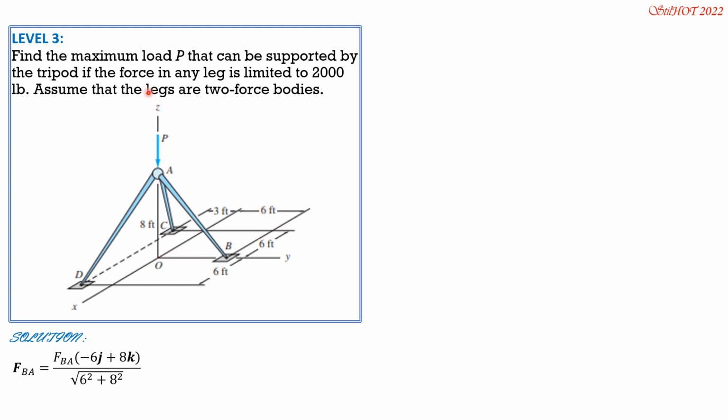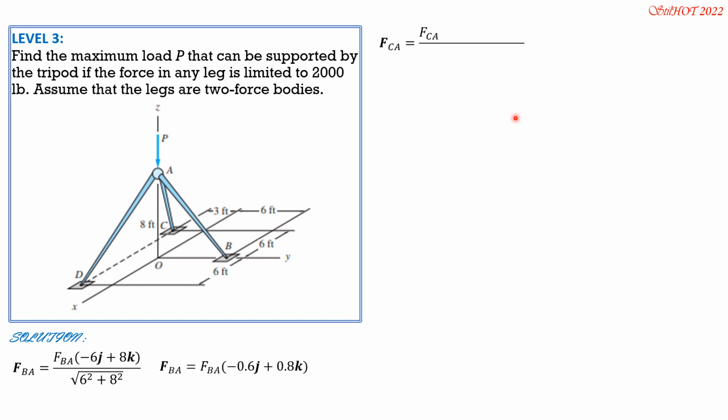Then upward along the z-axis, positive 8K over square root of 6 square plus 8 square. So FBA is, simplifying, FBA times negative 0.6J plus 0.8K. Next is FCA, directed forward along X by 6 feet, so 6I. Then rightward along Y because it is a compression member, so 3J along Y. Then upward 8 feet, so plus 8K over square root of 6 square plus 3 square plus 8 square.